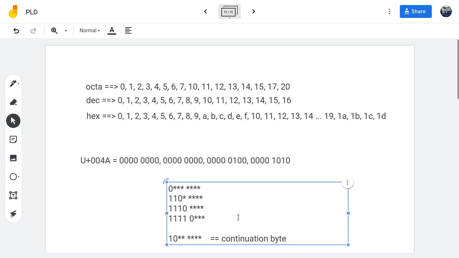Let me label them all. This one is when it's 1 byte. This solves the problem of a machine seeing 8 bits and interpreting it as the end of the string, because it was designed to recognize 8 bits at a time.